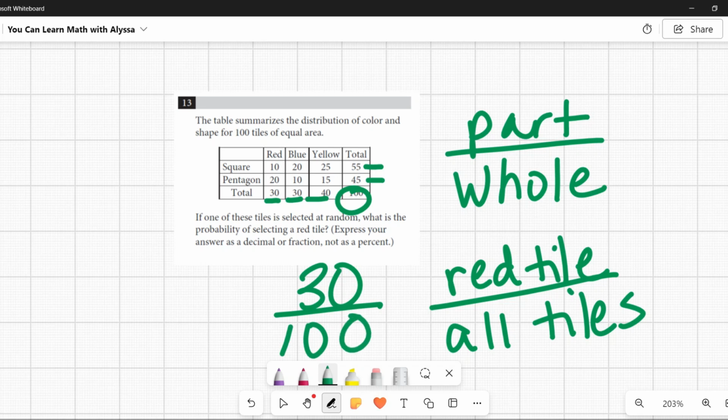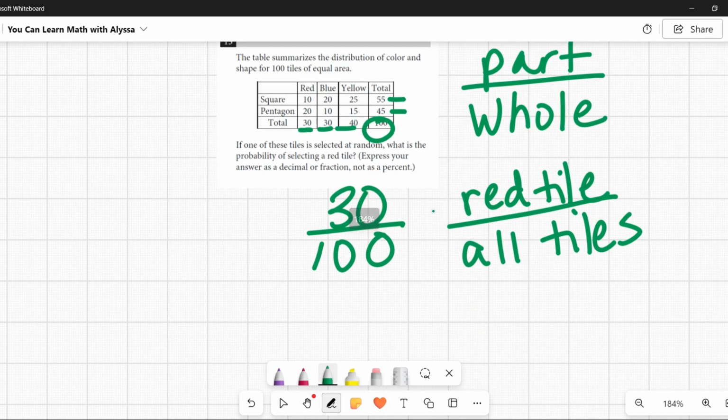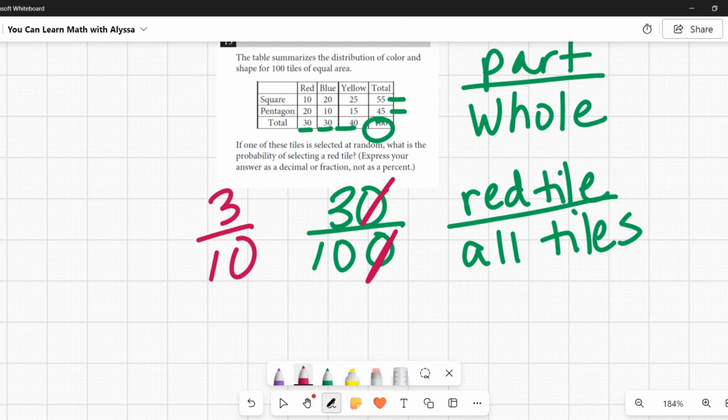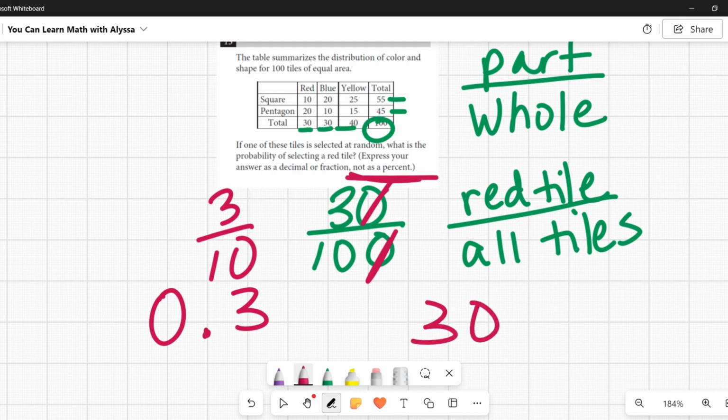And they want your answer as a decimal or a fraction. So 30 over 100 can be simplified. You divide both of them by 10. It becomes 3/10. So that would be my fraction. And if I wanted to express that as a decimal, it would be 0.3. So make sure to do that, because as they say, don't do it as a percent. So do not put 30 in there and say, oh, I meant 30%. Nope. They said don't do it as a percent. So it's going to be either 3/10 or 0.3 as your answer.